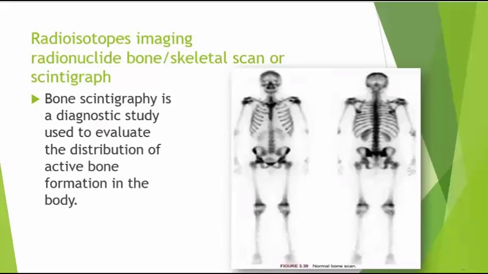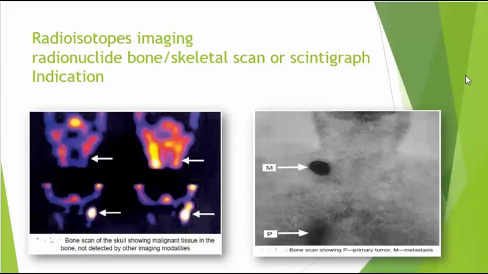Bone scintigraphy is a diagnostic study used to evaluate the distribution of active bone formation in the body. It depends on technetium-99 uptake by osteoblastic activity or decreased uptake by osteoclastic activity, which can denote the difference between osteoblastic lesions and lytic lesions caused by osteoclast activity. Bone scintigraphy is used in the diagnosis of tumors, staging, and assessment of site and extent of bone metastasis. It shows tumors which cannot be shown by any other imaging modalities.